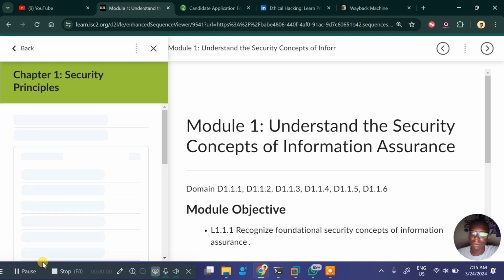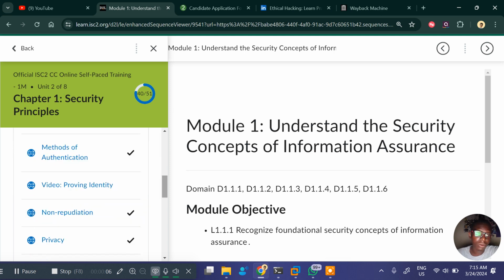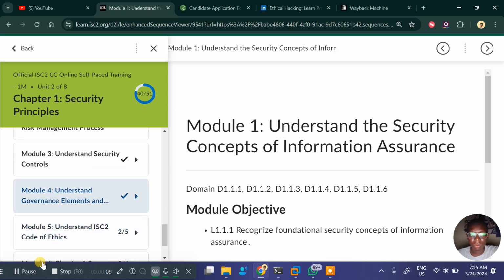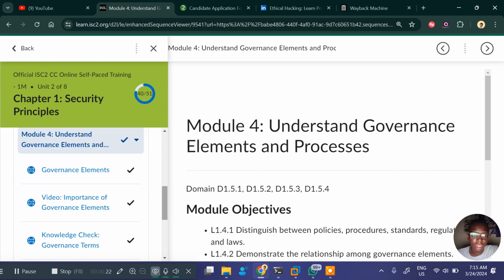Right, so today we're still looking at chapter 1. We're still on security principles, and this would be module 4. We've gone through module 1, module 2, module 3. I hope you've been able to attempt the practice questions, and I hope they've been really easy on you. So today we'll be looking at module 4, and module 4 is basically about governance.